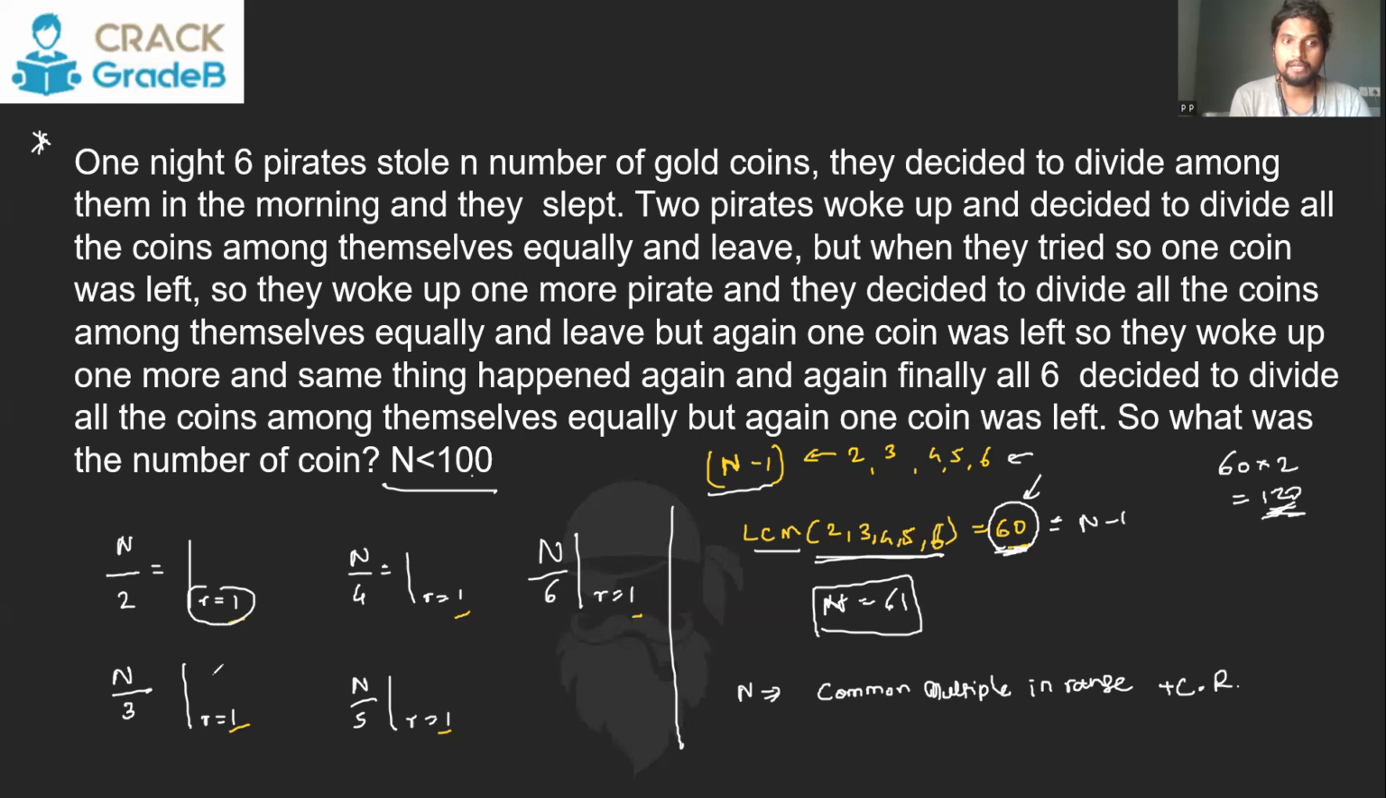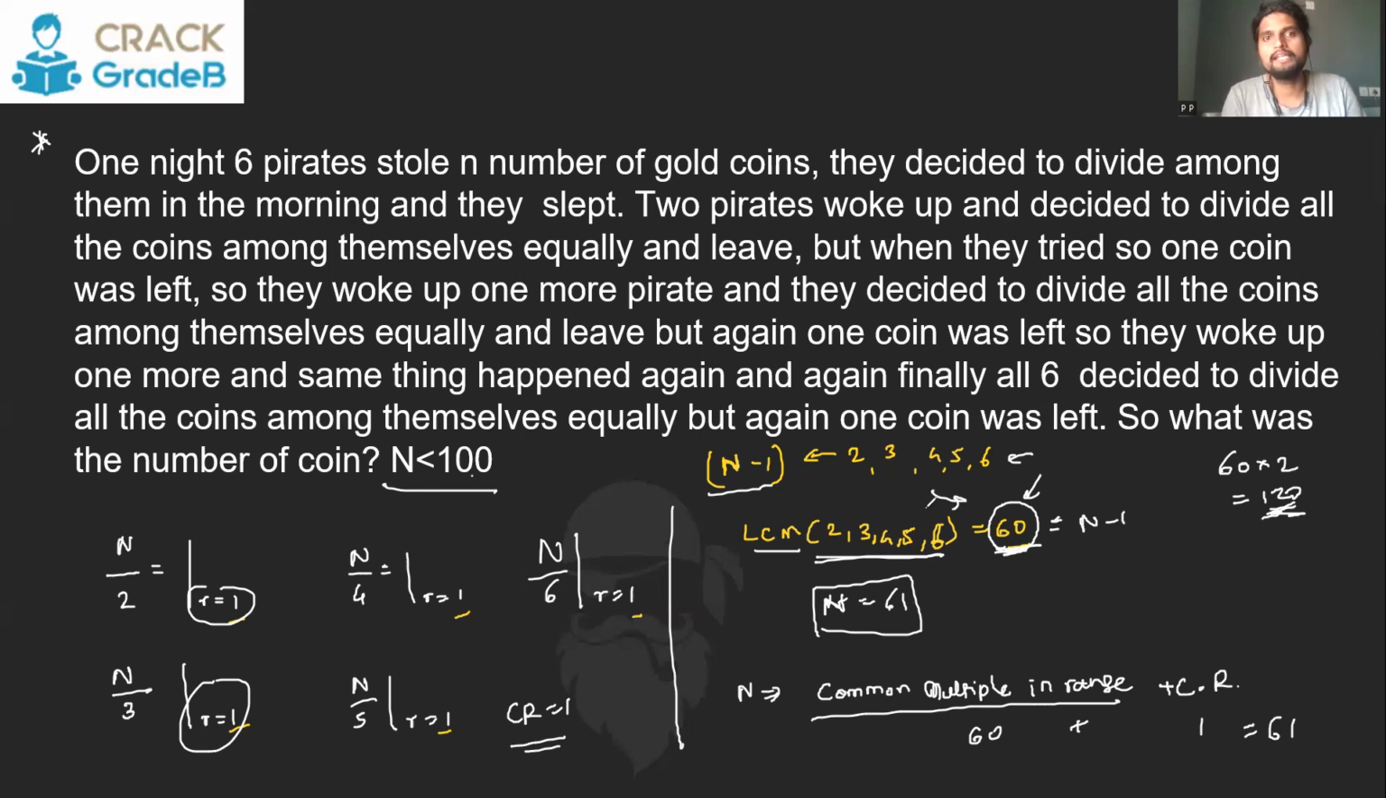Every time here, the remainder being 1, we call that as a common remainder. Common remainder is going to be 1. So common remainder is 1, and common multiple in this range now is 60. 60 plus 1, 61 is the answer in this case. So your answer keeps getting changed if the range is changed.